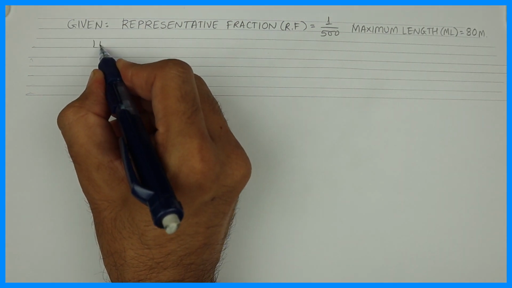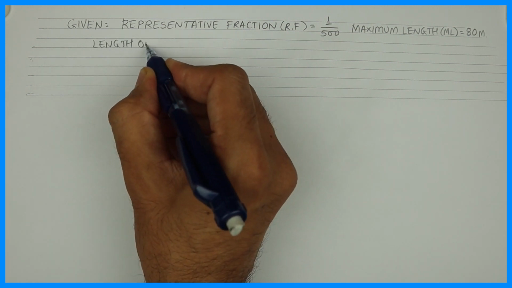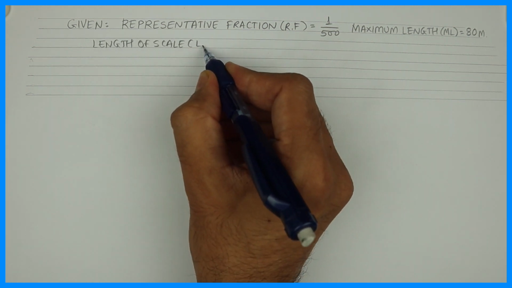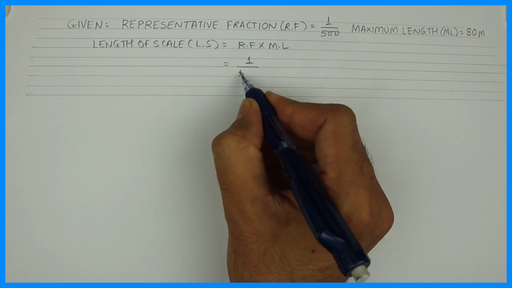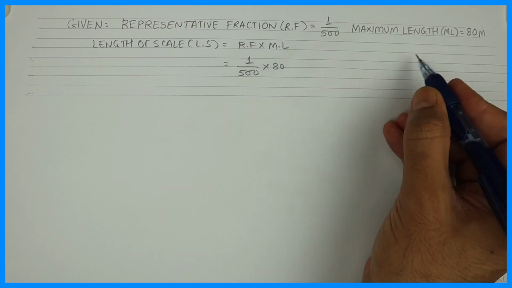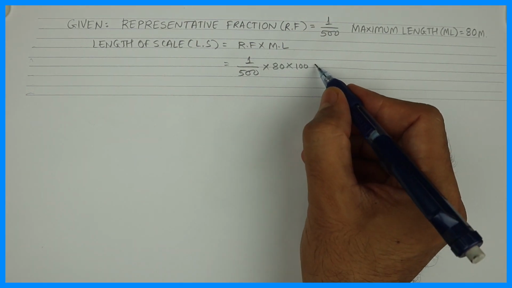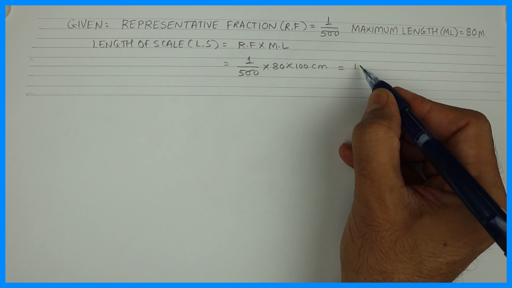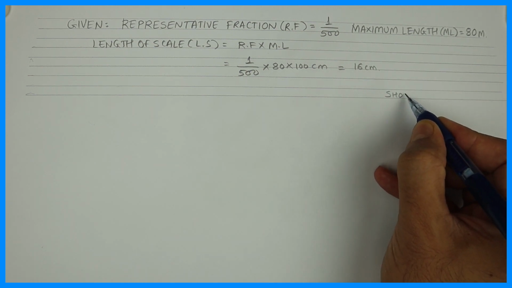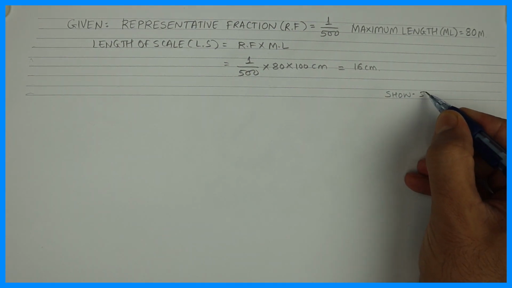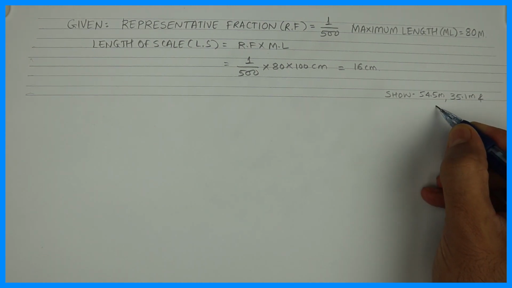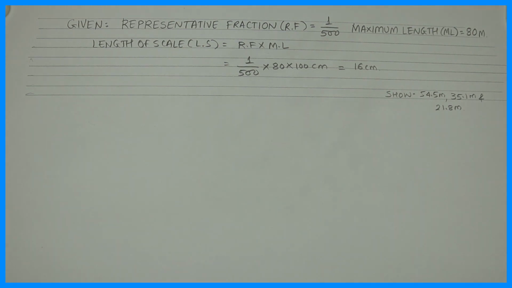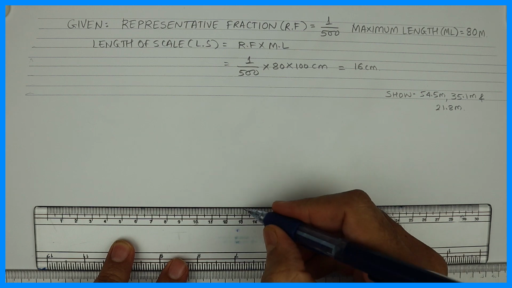so we have a formula, length of scale, which is LS equals to RF into ML. RF is 1/500 into 80 meter, that is 80 into 100 centimeter. So that would be 16 centimeter. We need to show 54.5 meter, 35.1 meter and 21.8 meter. So first we need to draw a line of 16 centimeter.